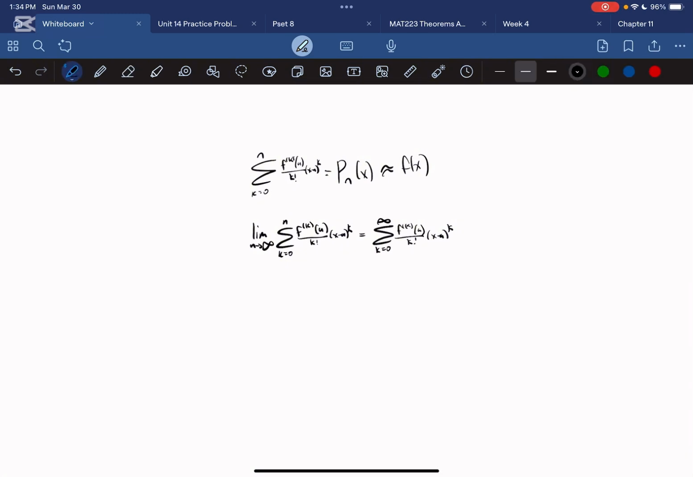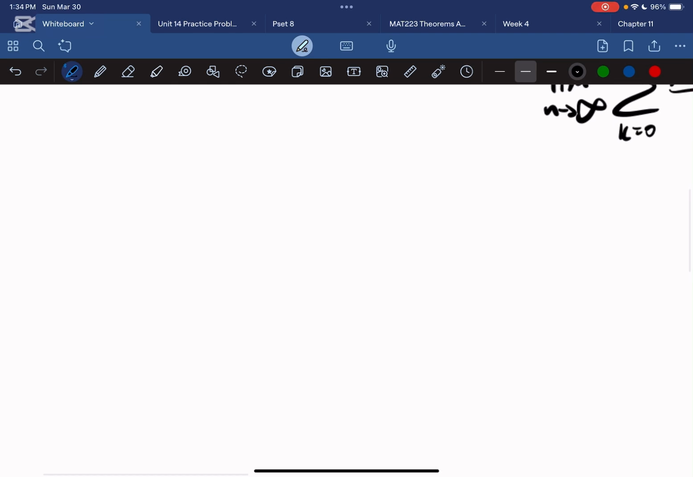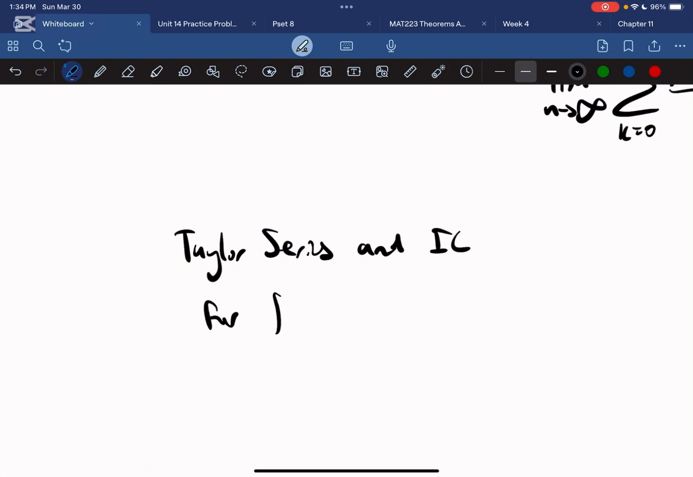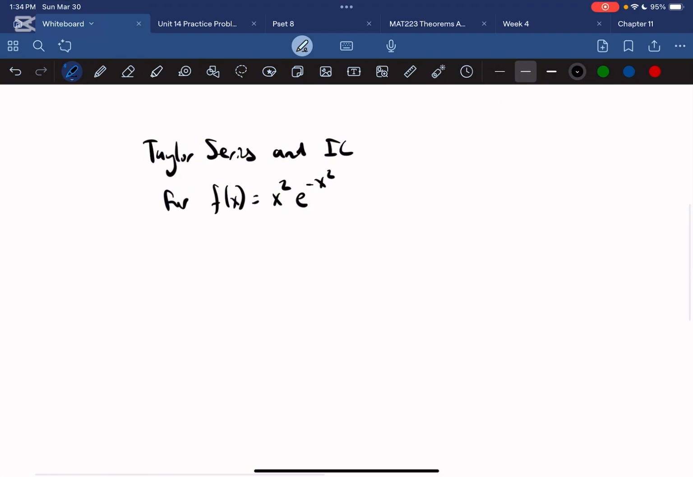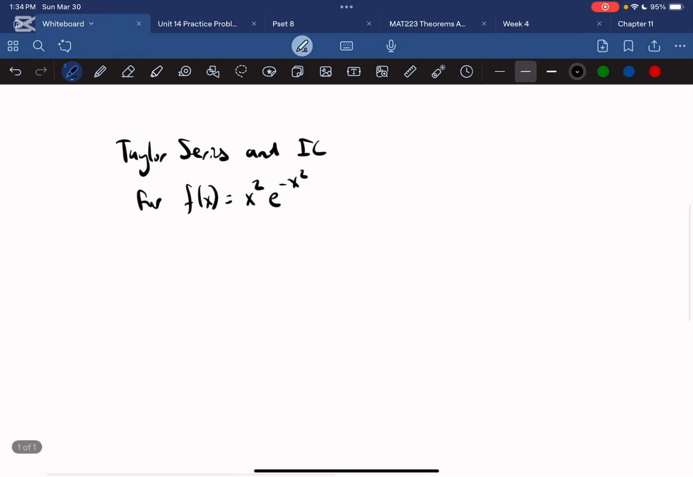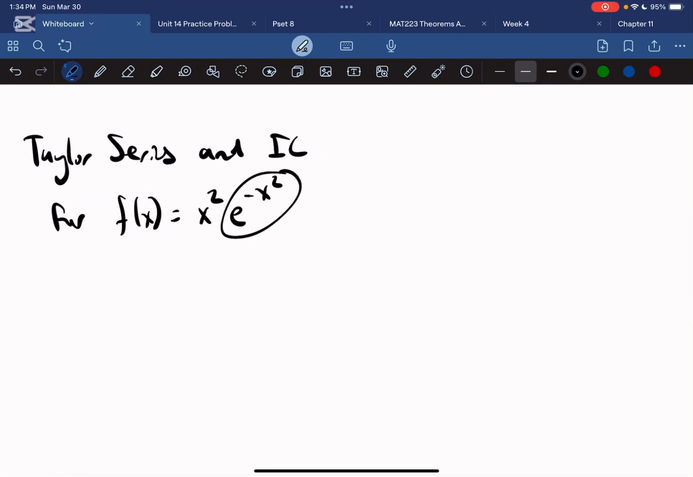Okay, so the first thing we're going to try to do is determine the Taylor series and interval of convergence for f of x equal to x squared times e to the negative x squared. See if you can solve this. And for this, here is what we have to do. e to the negative x squared.